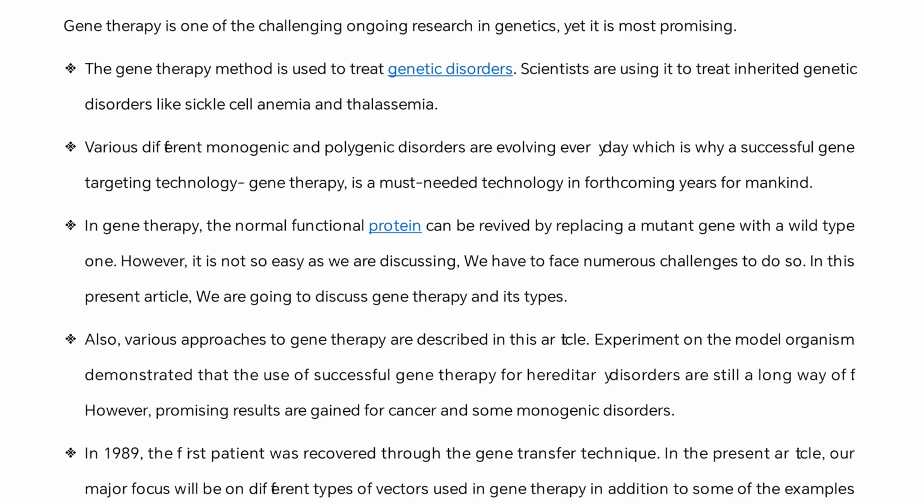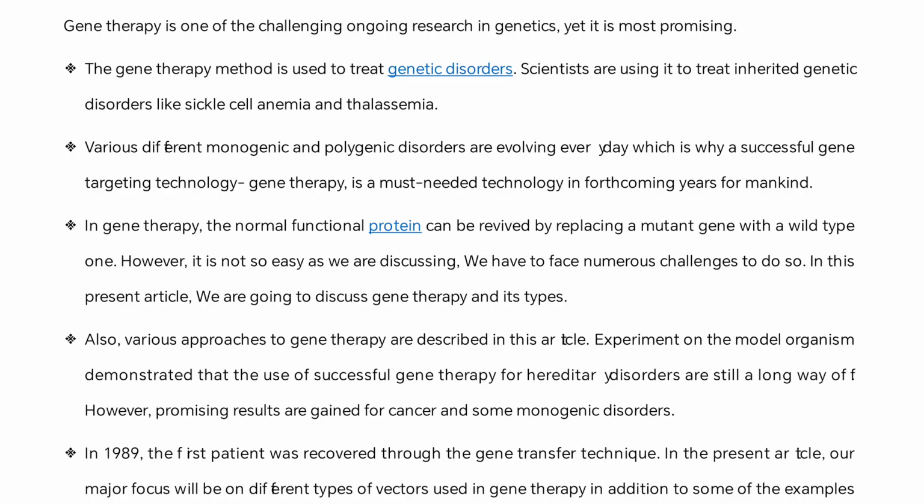It is our first job where we can go and rectify the mistakes present in our gene. Scientists are using it to treat inherited genetic disorders like sickle cell anemia and thalassemia. All these genetic disorders, they are trying to treat with the help of gene therapy.